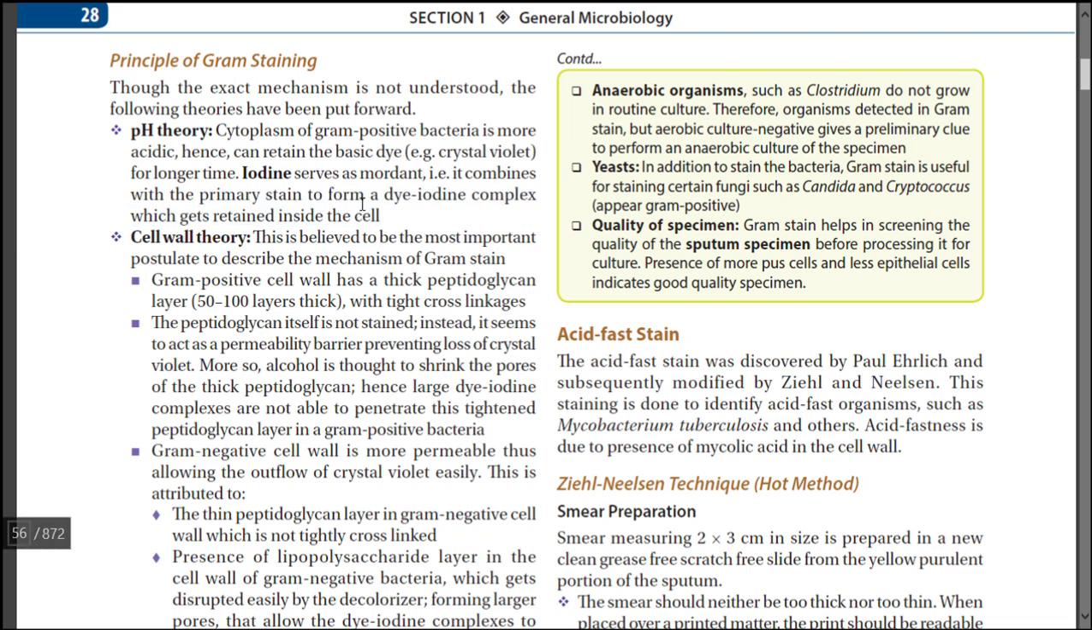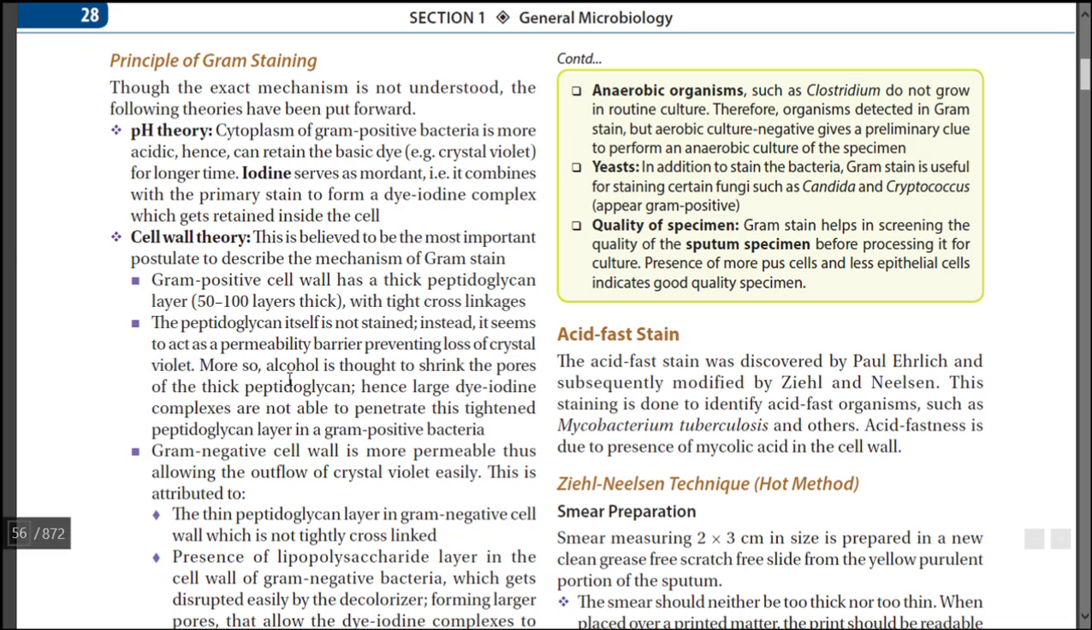Next one, cell wall theory. In cell wall theory, gram positive cell has the peptidoglycan we have seen earlier, but peptidoglycan itself is not stained. Instead, it seems to act as a permeability barrier, preventing loss of crystal violet. That is the function of peptidoglycan. It prevents the loss of crystal violet, which is present inside the bacterial cell. Okay, so that is what we have seen before.